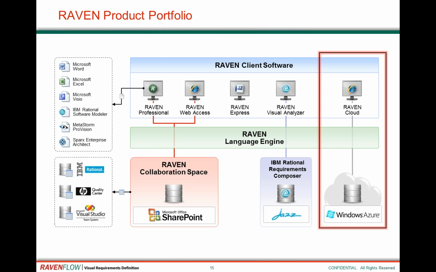Okay, so I'm not going to spend a lot of time on this. This is the existing Raven product portfolio. We have client-server products with a SharePoint backend. We have a Word add-in called Raven Express. We integrate with a number of third-party requirements products, including IBM Rational Requirements Composer, but principally today, the focus is on cloud, taking process discovery to the cloud with Raven Cloud, right?